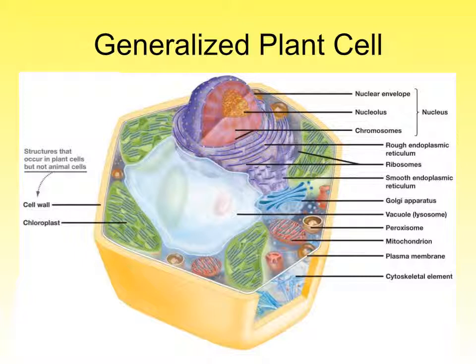The plant cell has the same basic components as animal cells, but contains chloroplasts and other plastids, cell walls, and central vacuoles. Plant cells do not contain centrioles.